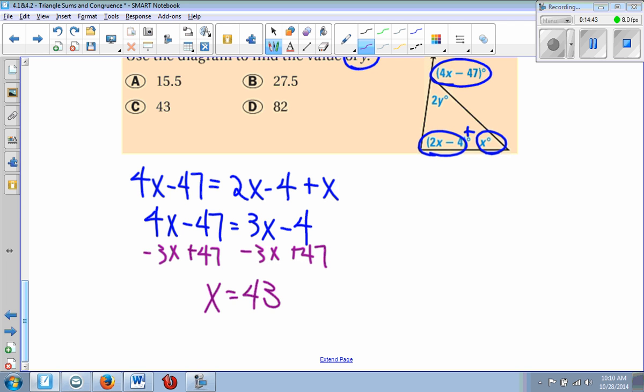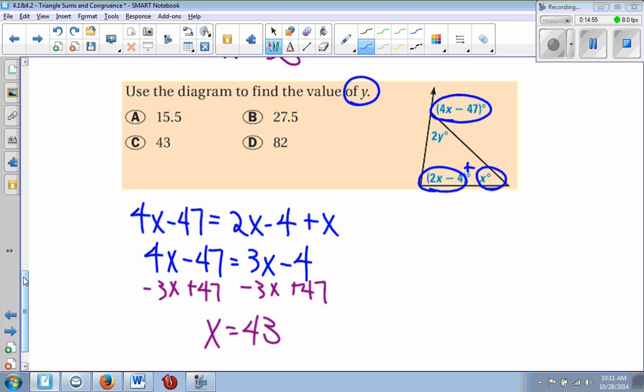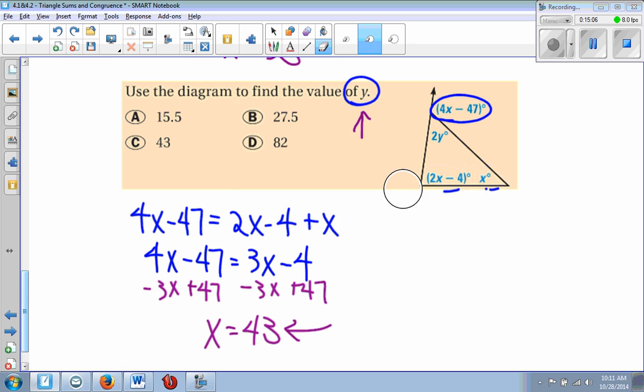Now, if you look at your answer choices, you have to be careful here. This is a very ACT type problem. Notice that 43 is one of the answer choices. However, it is not the correct answer choice because the problem is asking us to find the value of y, and this, 43, is the value of x. So I need to take that value, plug it in, and help me figure out the value of y.